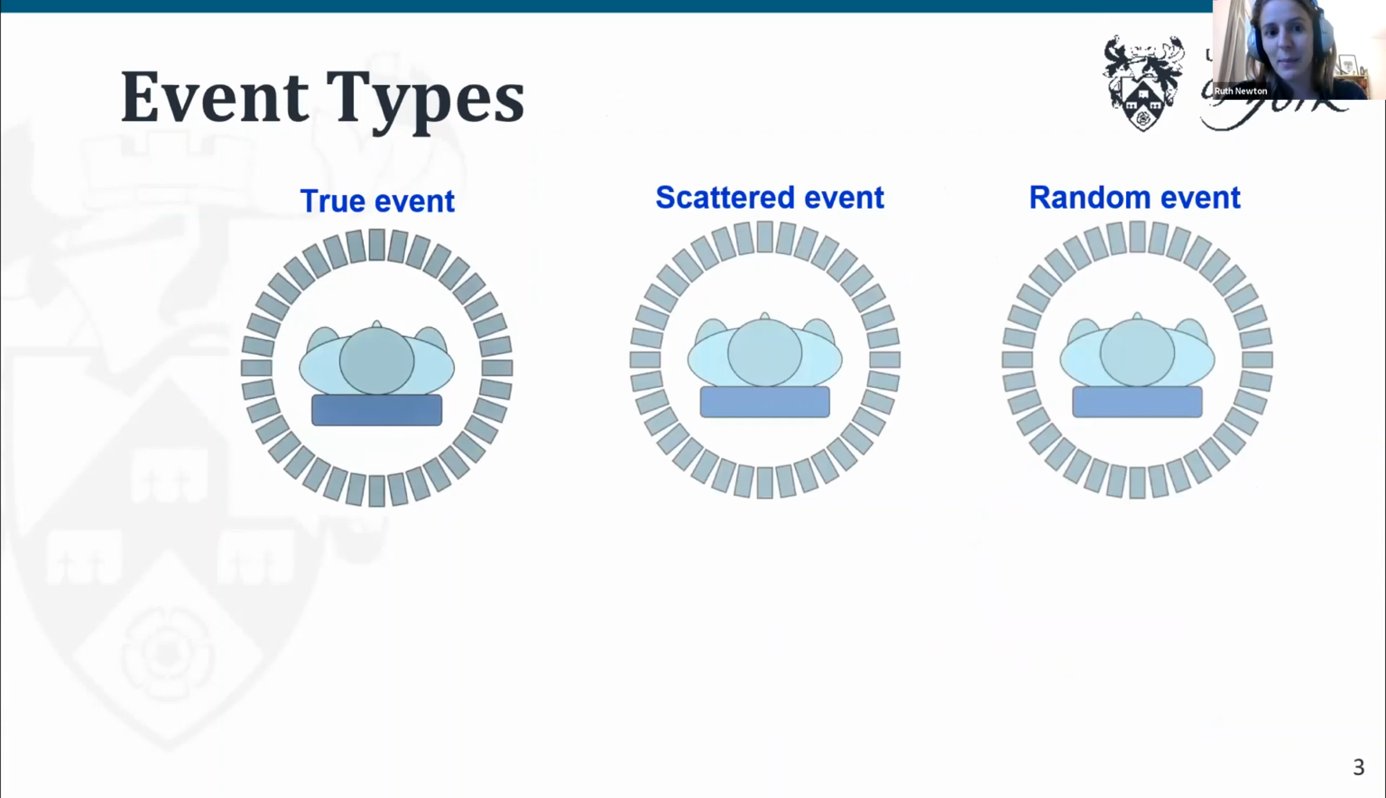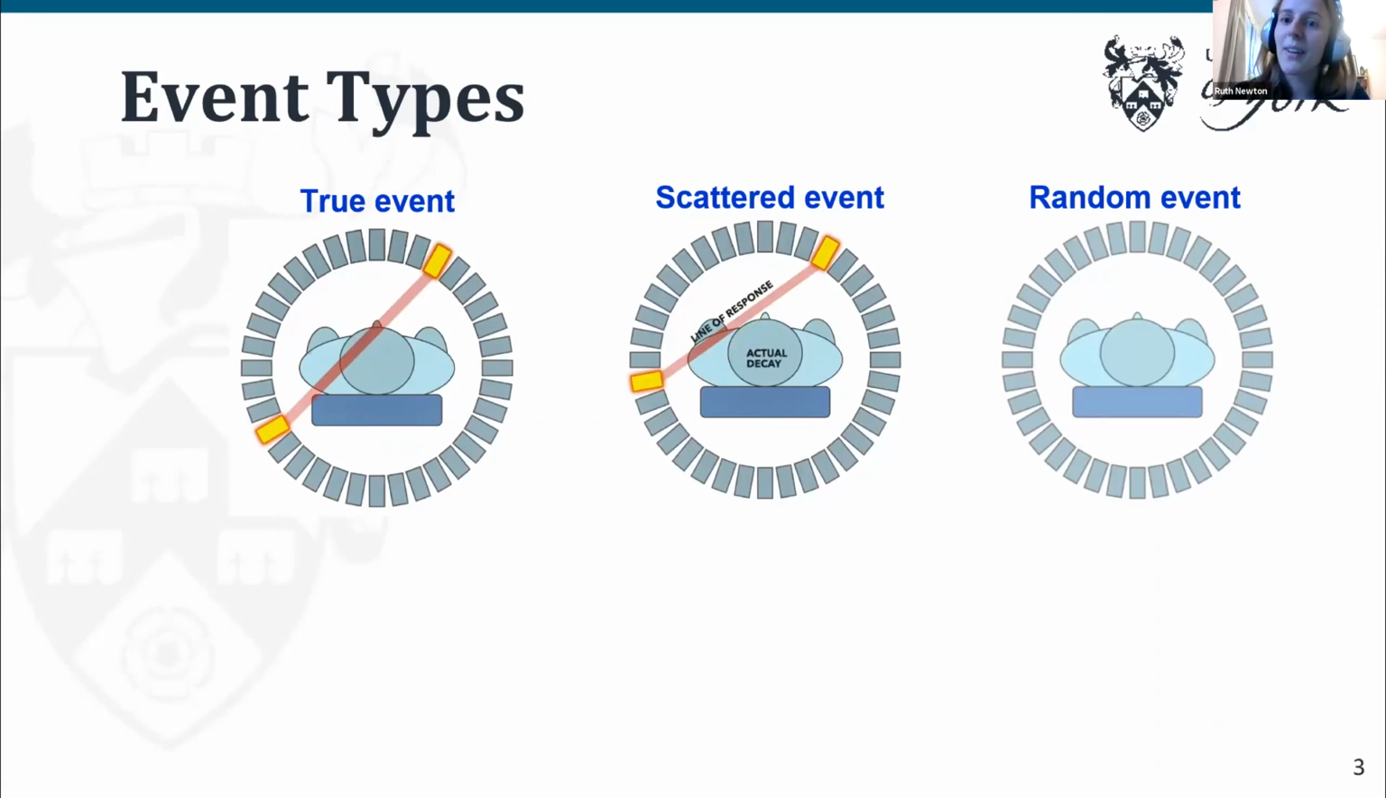So the photons exit the body, they interact with absolutely nothing, and they're instantly detected in our scanners. Now, of course, we live in the real world, so what can actually happen is that one or both of your photons scatters prior to detection. So this could be in the patient, on the table, in the air, even in the detectors. And now the line of response is going to be offset from where the decay actually took place.